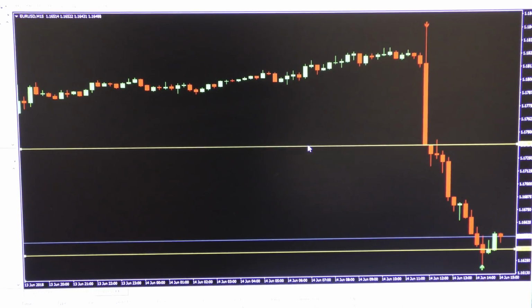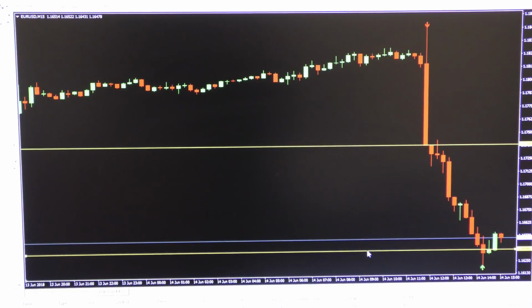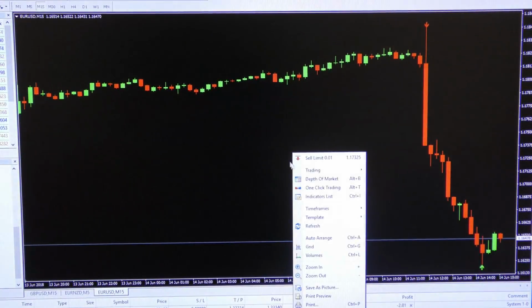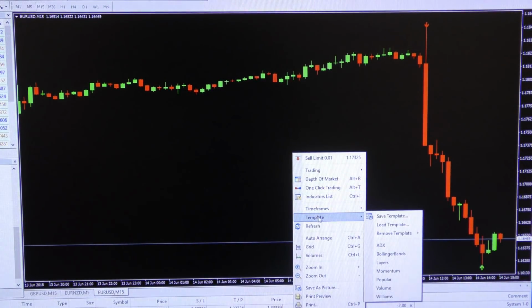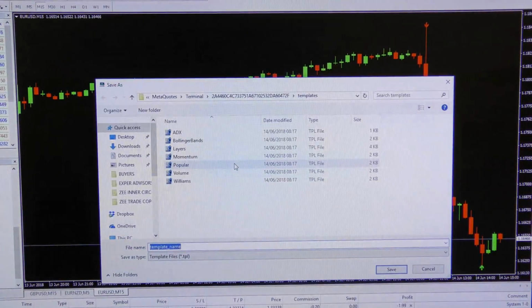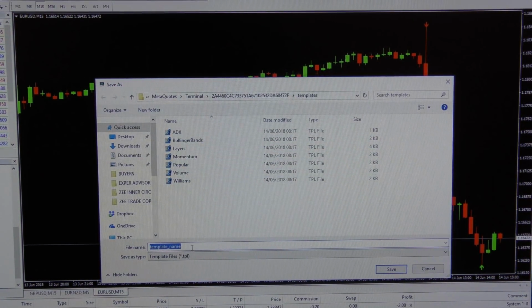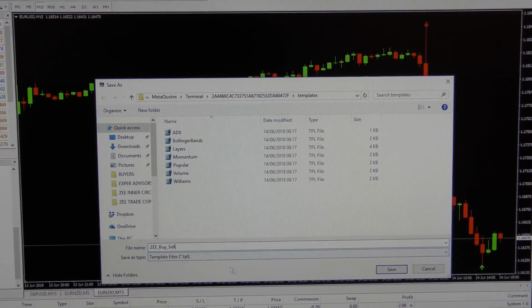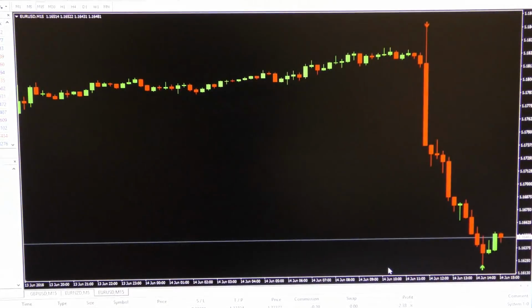So I will now save it. What you can do is save it as a template. Go to template, save template, and give it a name. This is called ZEE buy sell. Save it as ZEE buy sell.